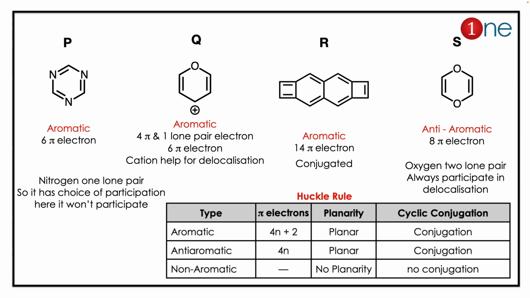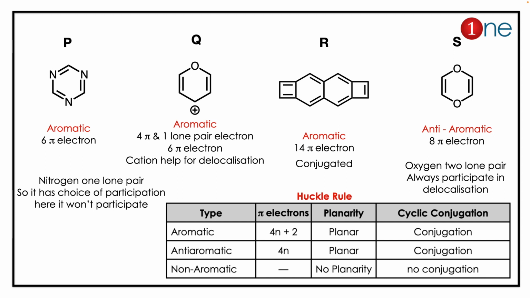If you look at the P, P is aromatic because the nitrogen lone pair doesn't participate. We don't have a choice, so it is 6 pi electrons. It is aromatic. If you look at the Q, 4 pi plus 1 lone pair, 6 pi electrons. The cation can help with delocalization. It is also aromatic. If you look at the R, it's a fused system. 14 pi electrons conjugated, definitely it is aromatic.